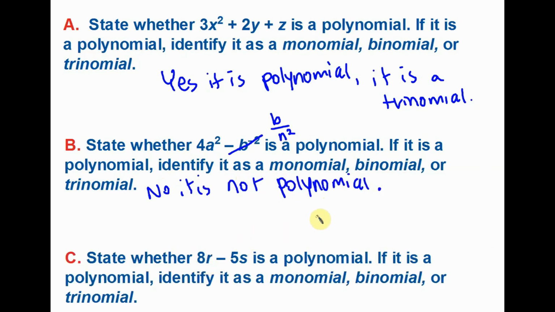Part C: state whether 8r minus 5s is a polynomial. 8r is a monomial, minus 5s is also a monomial. So I'm going to write that this is a polynomial. And to be more specific, I need to identify how many terms there are in the polynomial. In this case, there are two. So 2 is bi, so I'm going to write binomial.